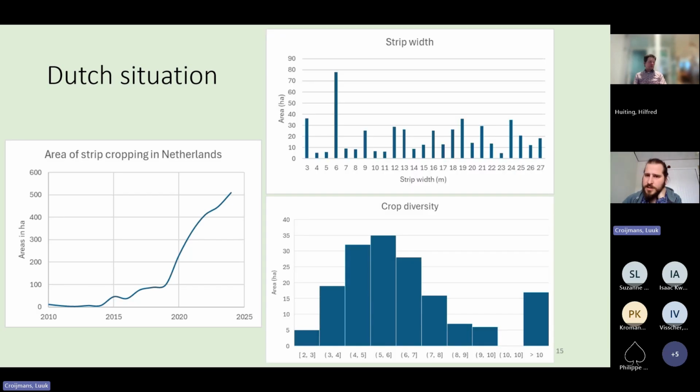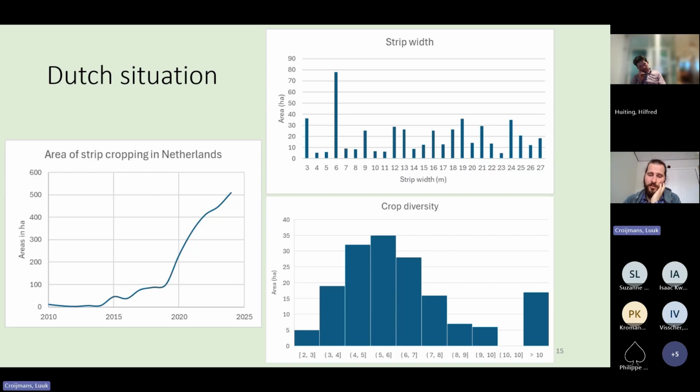And what we saw is that farmers haven't really chosen a clear setup that's best. So what you see in these 2 graphs, the top one is the strip widths that farmers are using, and you can see that there's not really a clear strip width that's preferred by farmers, or that at least in practice. We see one at 6 meters, but it's actually from one farmer that has a really huge part of its farm allocated to strip cropping.